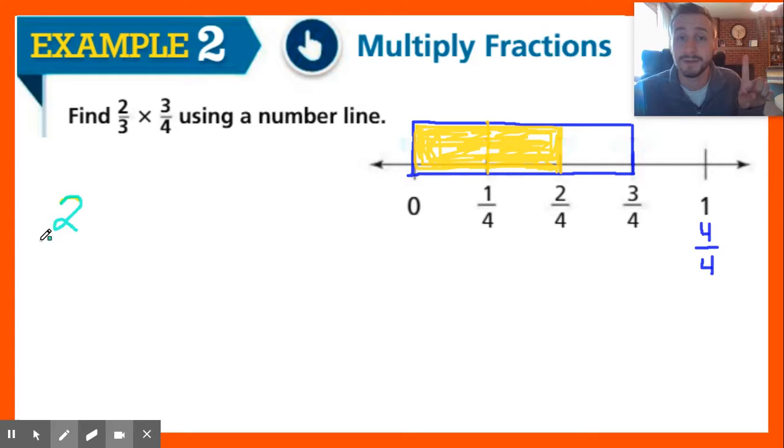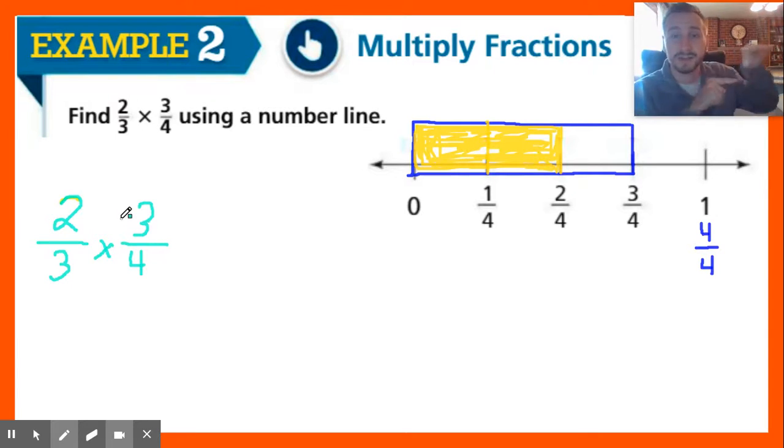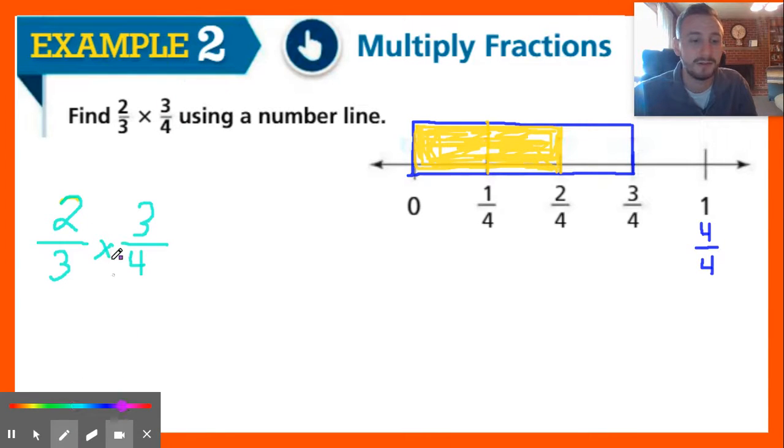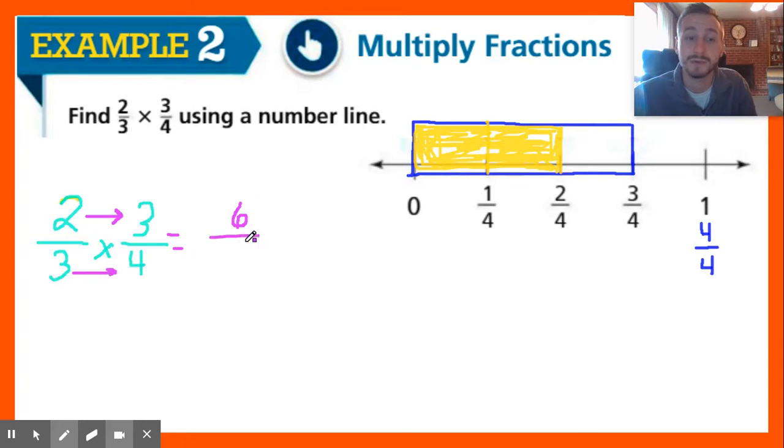So again, step 1, line up your fractions. 2/3 times 3/4. That's step 1. We lined them up. Step 2, you just multiply straight across. So choose another color. 2 times 3 equals 6. 3 times 4 equals 12.